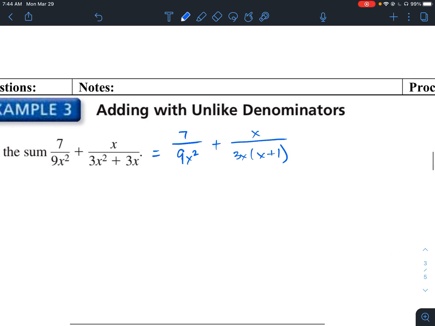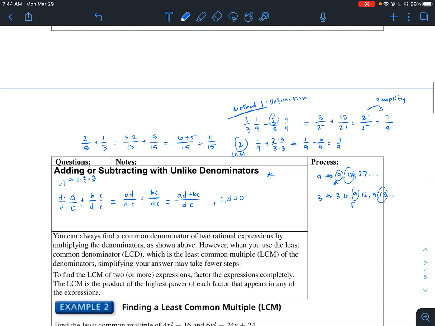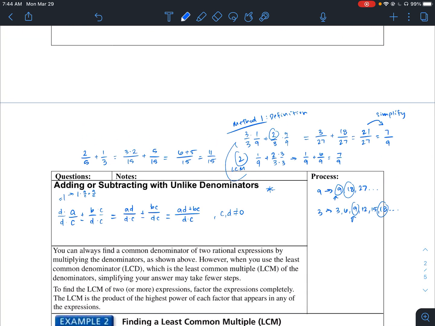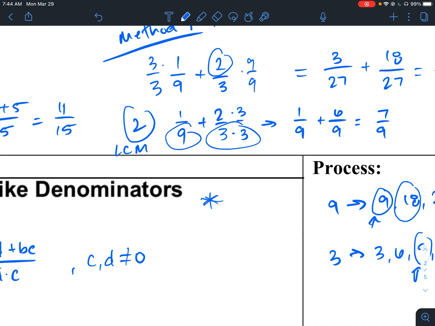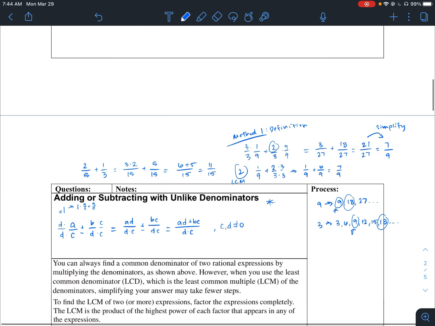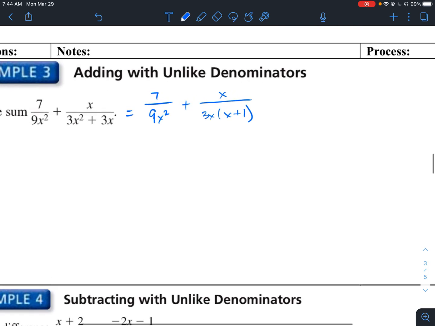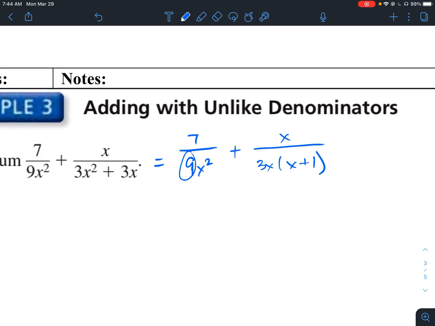Okay, now this is the point that I was trying to make earlier in the other video about using the least common multiple. I'm going to look at my denominators and see what could be the least common multiple and just multiply the sides that need it. So right here, see how this is 9 and this is 3. My objective here is to get the same denominator, which means they all have to have the same factors. So here's a factor of 9 and then a factor of x times x. Here's a factor of 3 and a factor of x and a factor of x plus 1.